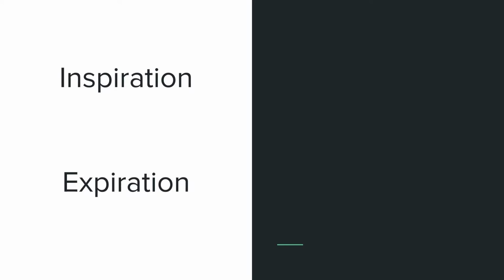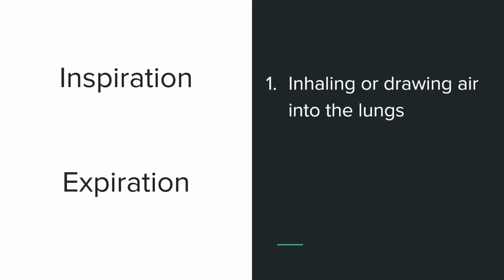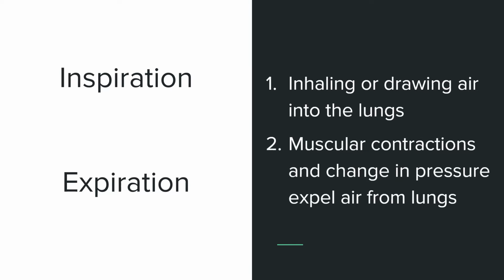So respiration happens for us on two different levels. We have an inspiration and we have an expiration. Inspiration is when I'm inhaling, drawing air into my lungs. So if I take a deep, deep breath, that's my inspiration. And then the expiration, as I cough, is my contractions and that change in pressure to get the air out of my lungs. So we use our diaphragm, and our diaphragm is causing this gradient of pressure, and it's really the pressure change that is getting the air to go into your body.